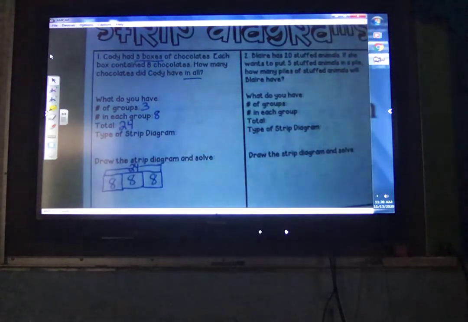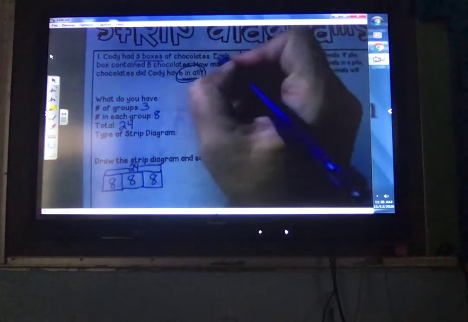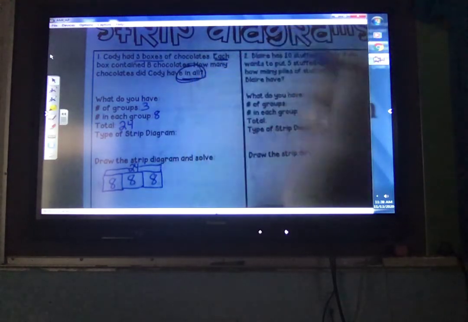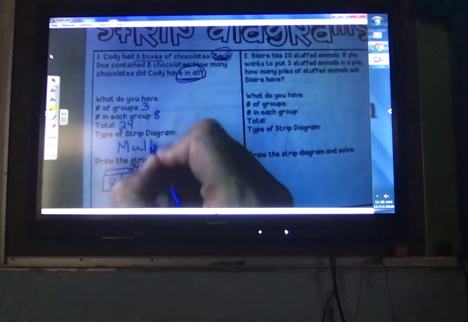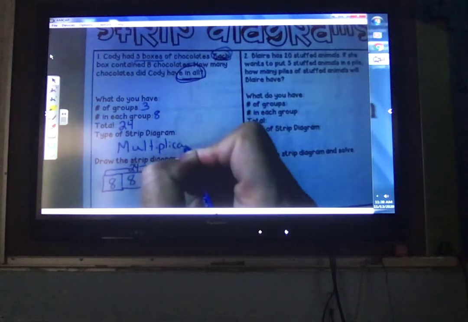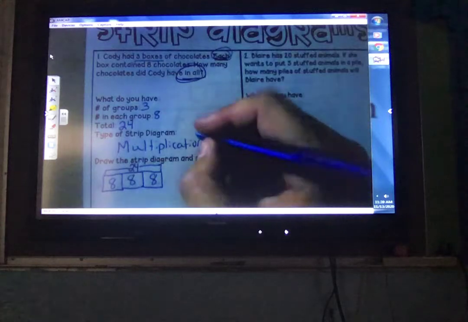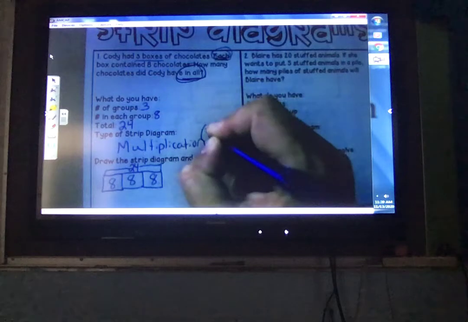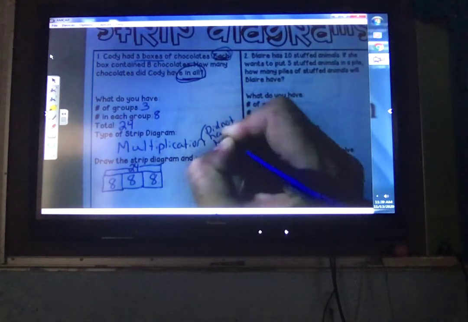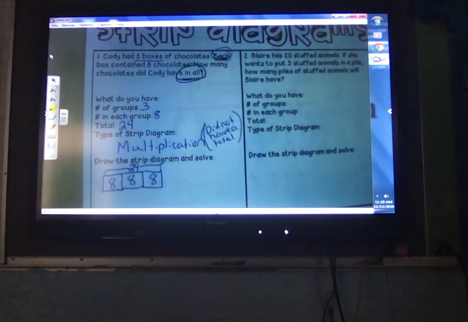What kind of strip diagram is this? Did I have a total? No. Do you see that clue word in all? Circle it big. Do you see this clue word each and it's not in the question? Circle it big. This is a multiplication strip diagram. Do you know why it's multiplication and not division? It's multiplication because I did not have a total. I'm going to write that. Did not have a total. If you don't know your biggest number, you're going to have to multiply to get that big number.